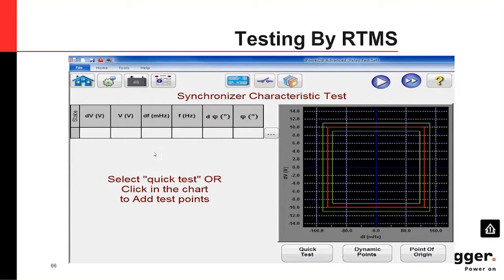Now this is what we are going to end with. So we have 3 icons below. One is for quick test, dynamic, and point of origin. So what is the difference and when shall we use each?